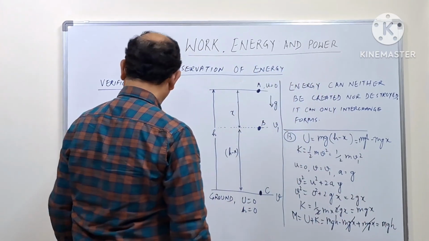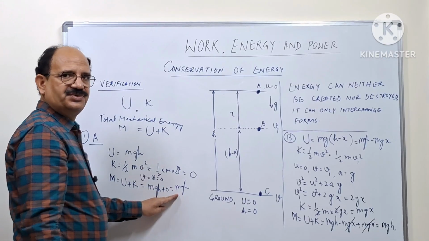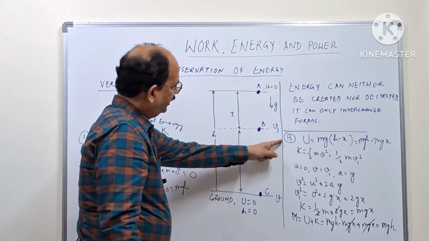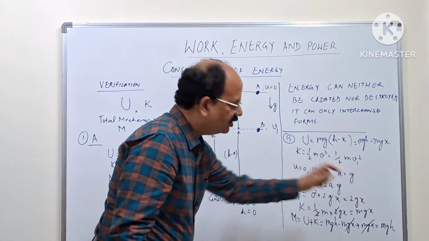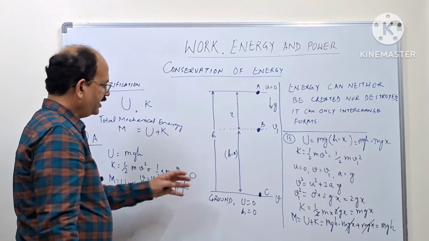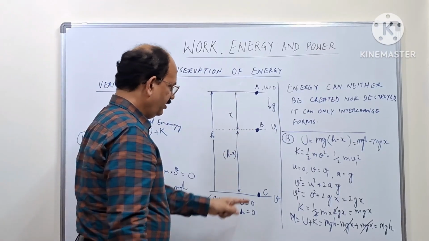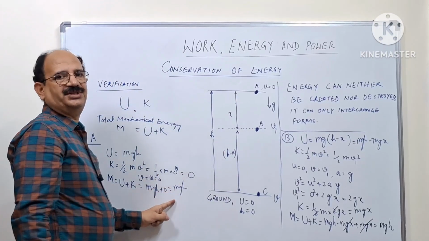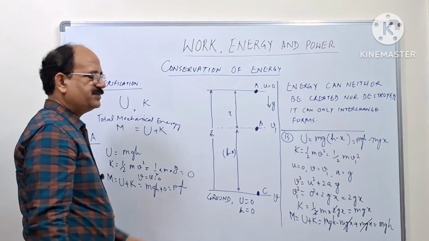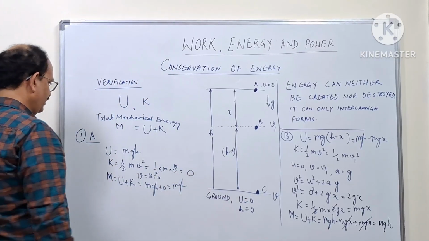So what do you find? That the total mechanical energy at point A was mgh. Total mechanical energy at B is also equal to mgh, which gives us the clear understanding that at least at point A and point B, the mechanical energy is conserved. It is the same, right? What about point C? Let us look at point C.